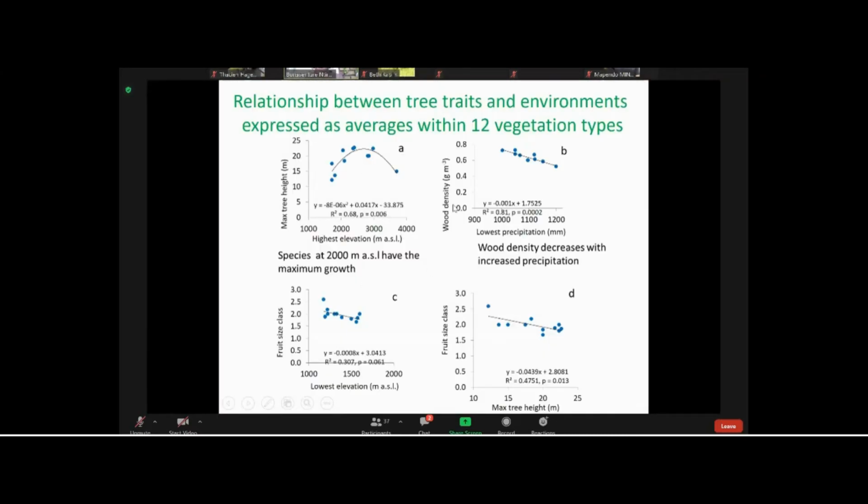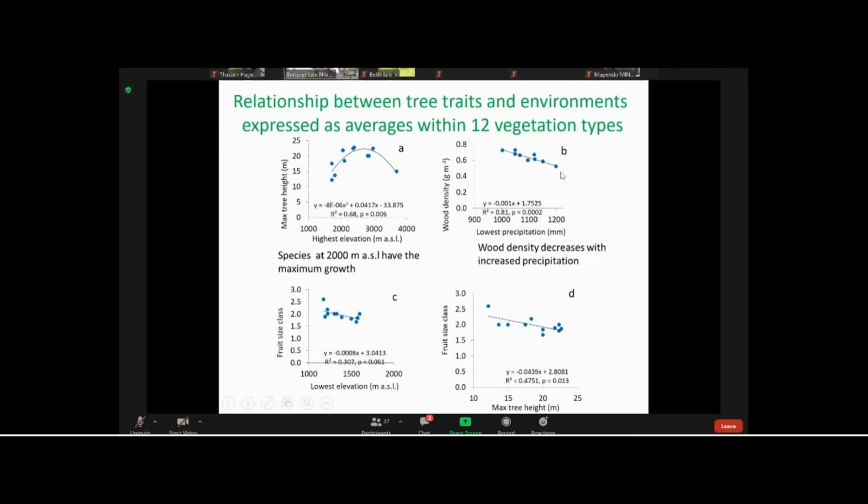And when comparing wood density and precipitation, it's shown that the wood density decreased with increasing precipitation. About the fruit size class, they are the same. The fruit size also decreases with increasing elevation. As the tree height increases, the fruit size decreases.